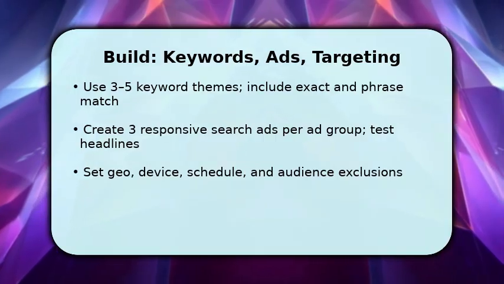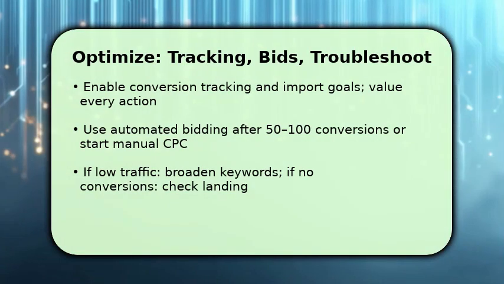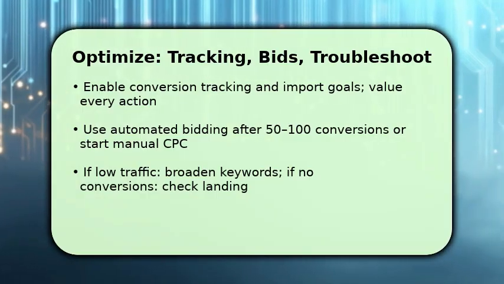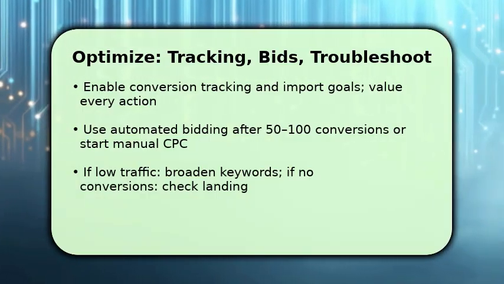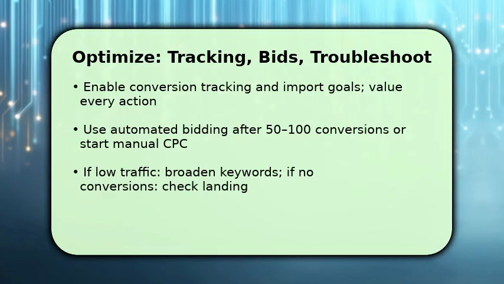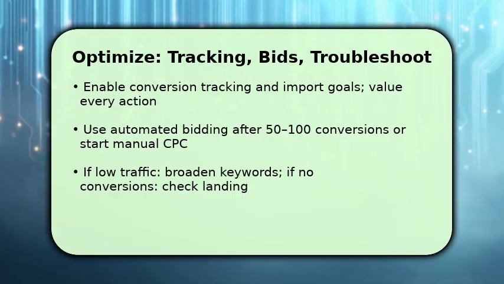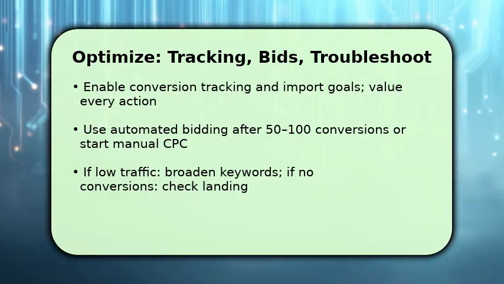Finish by verifying conversion tracking and importing those goals into Google Ads so bids optimize for outcomes. Once you have sufficient conversions, roughly 50 to 100, you can switch to automated bidding like target CPA or maximize conversions. Until then, run manual CPC and adjust.